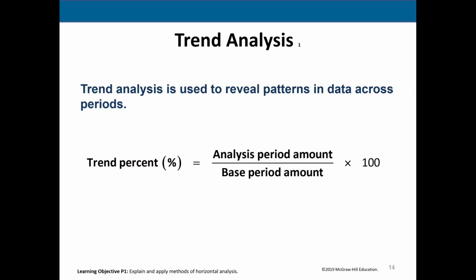Okay, then we have trend analysis, which is similar. It's still part of the horizontal analysis. And what you do here to get your percent is you take the analysis period amount, which is usually the current period you're looking at, and you divide it by the base period amount, your starting point.